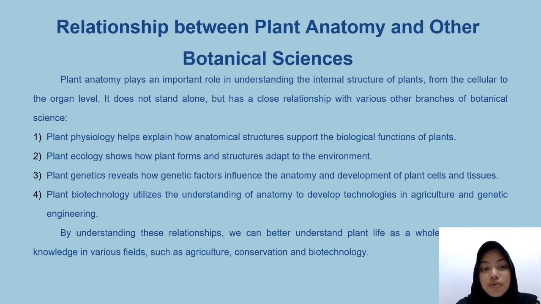1. Plant physiology. Plant physiology helps explain how anatomical structures support the biological function of plants. And then the second, plant ecology. Plant ecology shows how plant forms and structures adapt to the environment. And then the third, plant genetics. Plant genetics reveals how genetic factors influence the anatomy and development of plant cells and tissue. And then the fourth, plant biotechnology utilizes the understanding of anatomy to develop technologies in agriculture and genetic engineering.